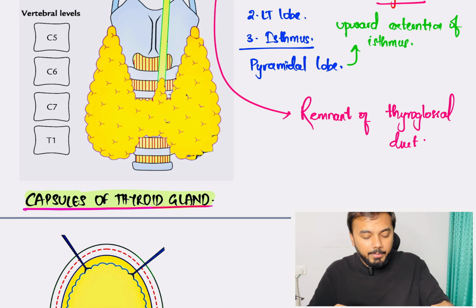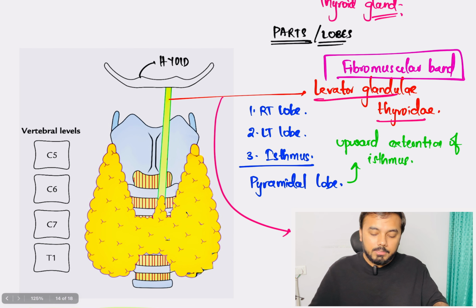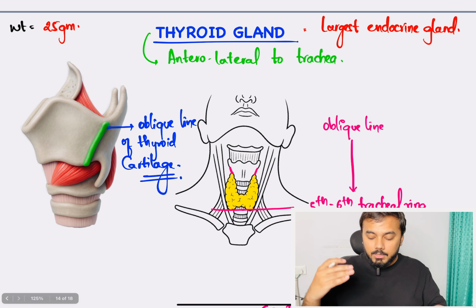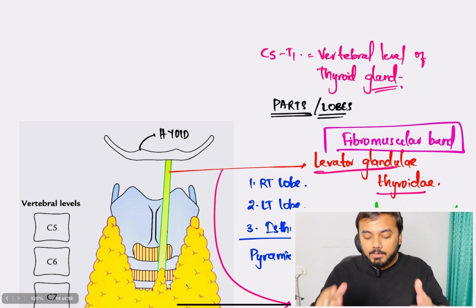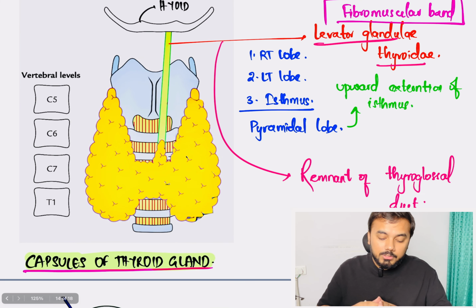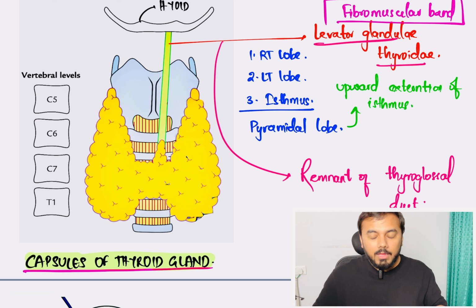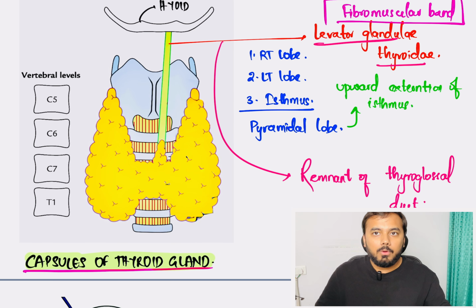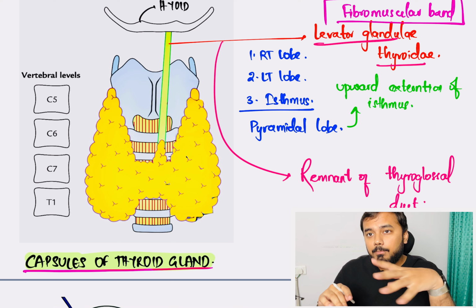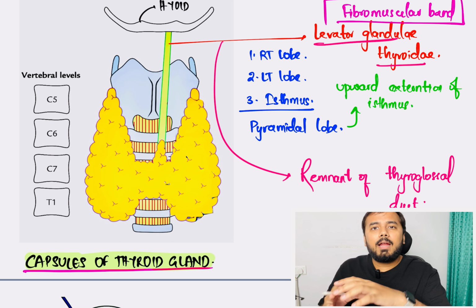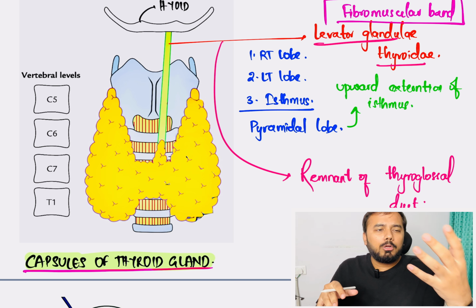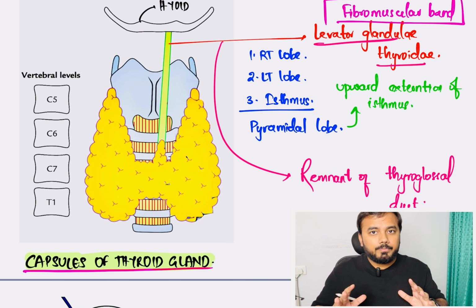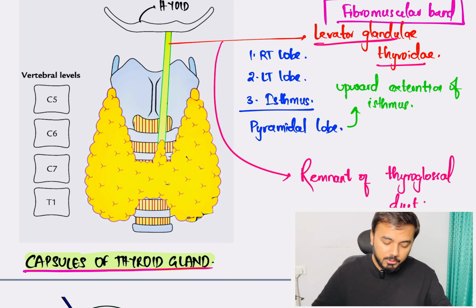Okay, so till here I hope everyone is clear with this, guys. So we discussed the topography in relation with the tracheal rings, the topography in relation with your vertebral level C5 to T1, and now we have also discussed the different lobes we have got. Now, surrounding the thyroid gland, you have got capsules. You remember when I was discussing the prostate gland, surrounding the prostate gland we discussed capsules. Like there is something called true capsule, there is something called false capsule, right? So the same things are present in the thyroid gland also. We have got true capsule, we have got false capsule. Let us look at that.